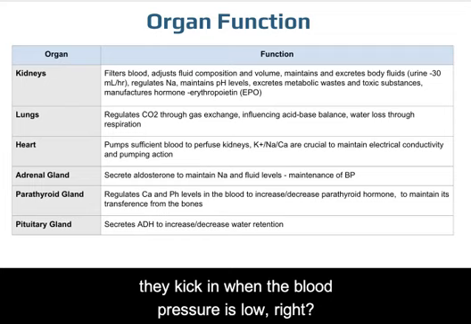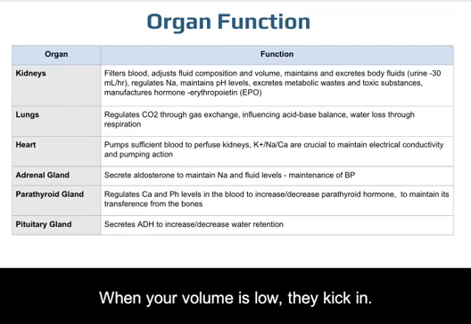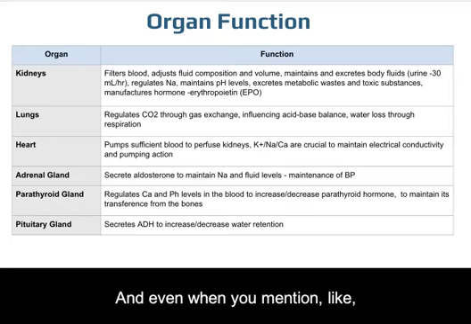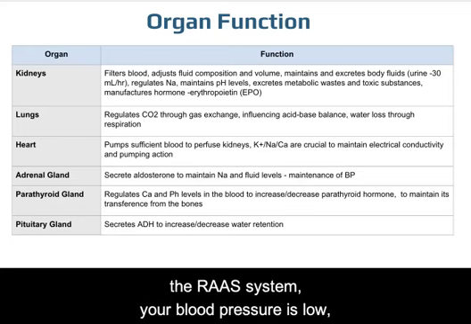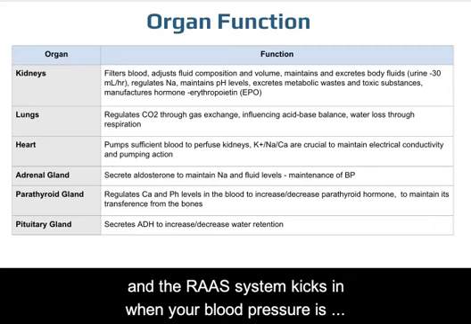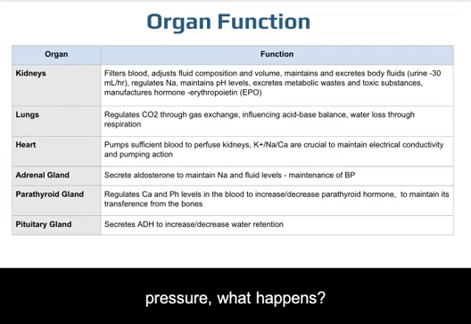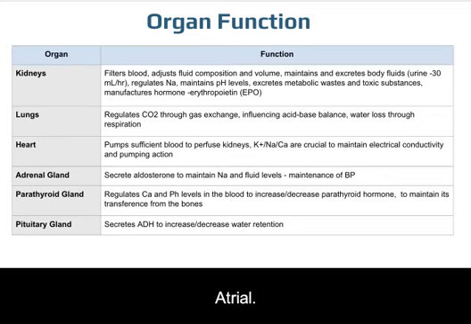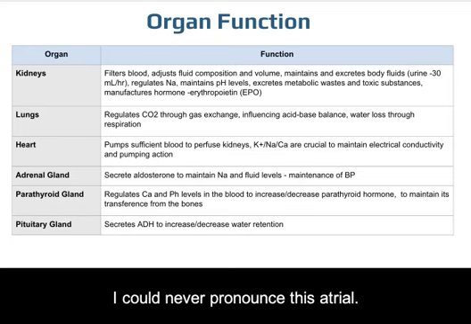Now, a lot of these kick in when the blood pressure is low, right? When your volume is low, they kick in. What happens when your volume is high in the body? Even when we mention the RAS system, your blood pressure is low and the RAS system kicks in. When your blood pressure is high, to decrease the blood pressure, what happens? The heart releases ANP and BNP, atrial natriuretic peptide and brain natriuretic peptide, which I could never pronounce, right?